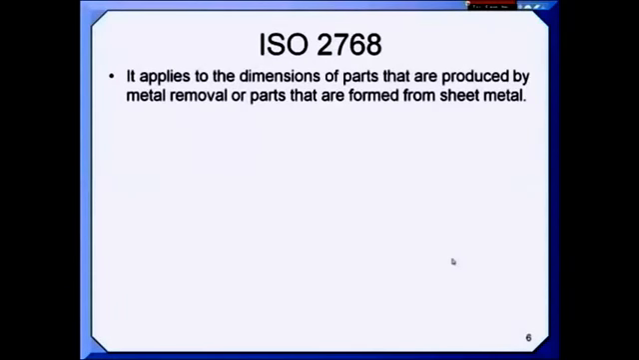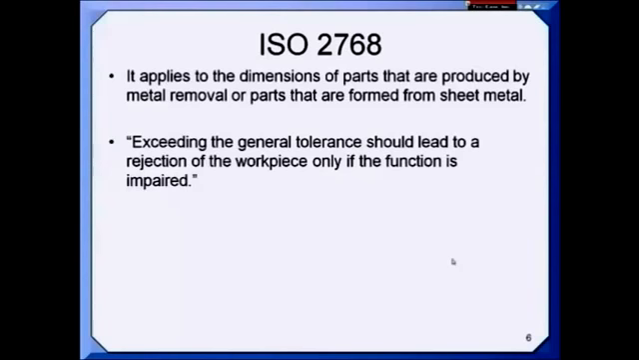First of all, this standard applies to machined metal parts and may apply also to sheet metal parts. We're told this in the standard right up front. But I find people applying this standard to things like molded plastic parts. In the standard, it says that exceeding the general tolerance should lead to a rejection of the workpiece only if the function is impaired.